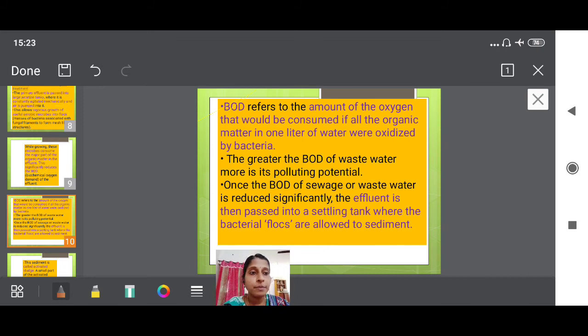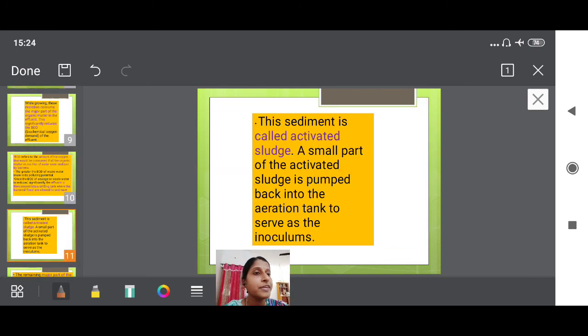More time it will take for digesting all that organic matter, the demand will be more. So if more BOD, which means the water is more polluted, it contains more organic matter. If it is less BOD, which means the water is less polluted, the demand for oxygen is very less. So once the BOD in the aeration tank is reduced by giving oxygen, this is allowed to move into the settling tank. There the bacterial flocks are slowly settling down and forming what, activated sludge.